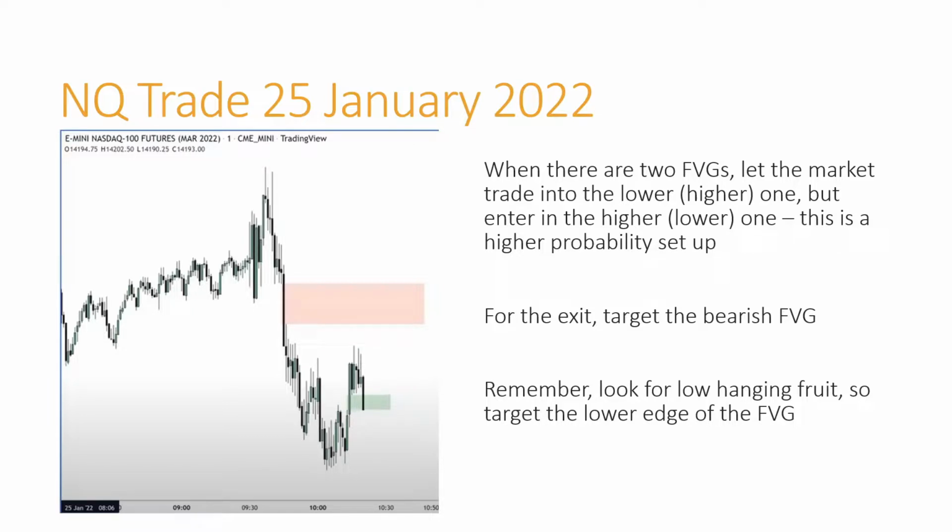So obviously, if you were looking at going short, the reverse would be true. You would have a higher and a lower one, so you would want to see it trade into the higher fair value gap first and then enter on the lower one. And then for the exit, as we talked about in the rest of the video, we've got this bullish market structure shift. And so as a consequence of that, we'll be looking for sell stops, and we'll also be looking for bearish fair value gaps or imbalances as our exit. And in this example, we're going to be targeting the bearish fair value gap, which is the pink box.